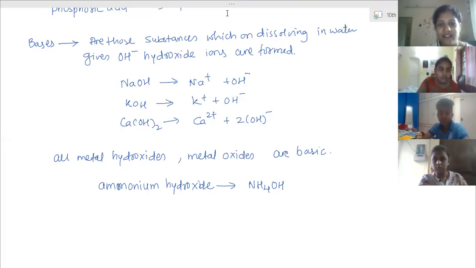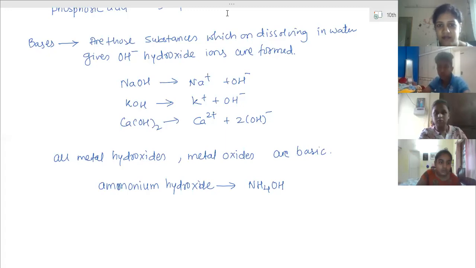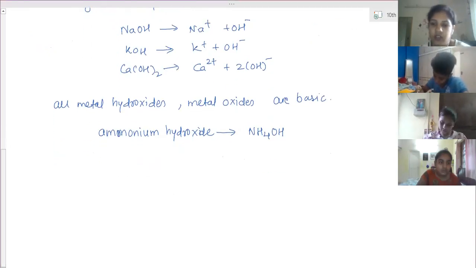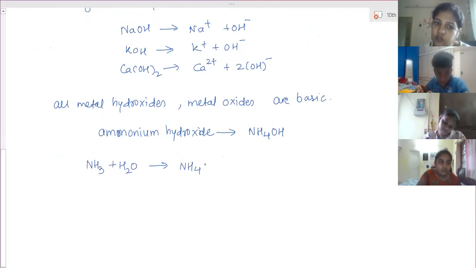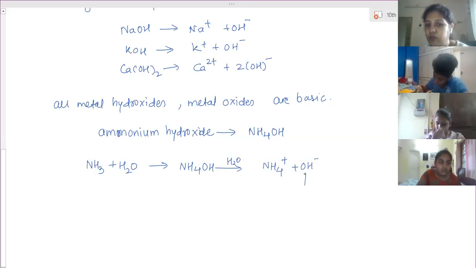Yes, ma'am. Actually, it will give out OH minus ions, so it is basic, and thus it will change the color. Yes, but you have to write the reaction. Ammonia NH3, when dissolved in water, first forms NH4OH, ammonium hydroxide. Further, in water, it separates to form NH4 plus and OH minus. Due to production of OH minus ions, it shows basic properties, and therefore red litmus turns blue. Is that clear?